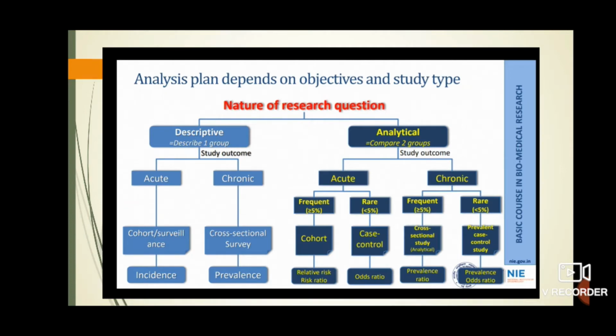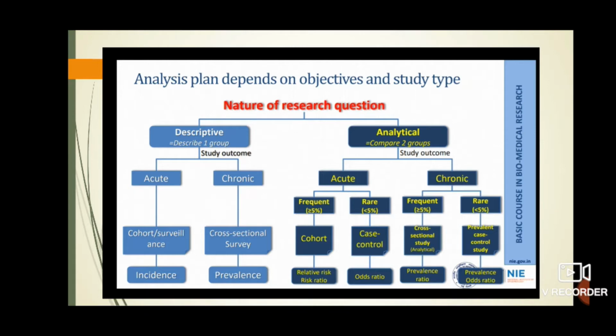This is how the analysis plan goes. From the nature of the research, if we are describing one group and it is an acute condition, we would have done a cohort or surveillance study and we may be measuring the incidence. If it is chronic and describing one group, it would be a cross-sectional survey and we would be finding out the prevalence. If it is analytical, that is, we are comparing two groups, and it is acute and frequent, then we would have done a cohort study.